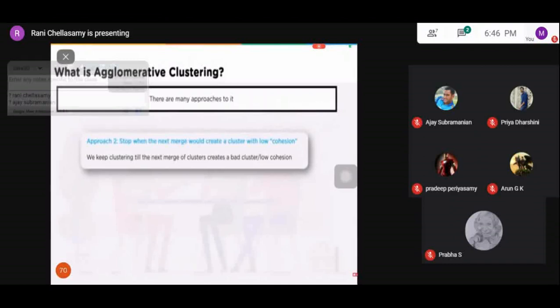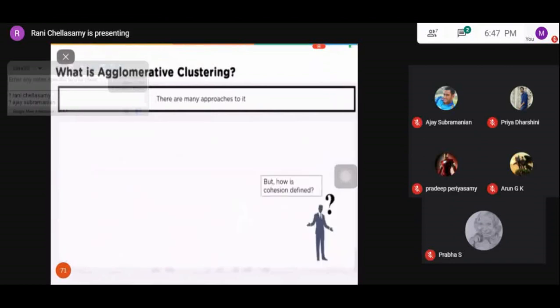The second approach is to stop when the next merge would create a cluster with low cohesion. So what is meant by cohesion? Cohesion is a measure which determines how closely the objects in a cluster are related. So we keep clustering till the next merge of clusters creates a low cohesion or bad cluster. Cohesion determines how close the objects are to each other in a cluster.